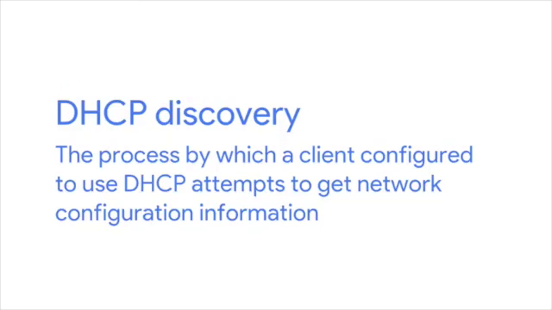The process by which a client configured to use DHCP attempts to get network configuration information is known as DHCP discovery. The DHCP discovery process has 4 steps. First, we have the server discovery step. The DHCP client sends what's known as a DHCP discover message out onto the network. Since the machine doesn't have an IP and it doesn't know the IP of the DHCP server, a specially crafted broadcast message is formed instead.